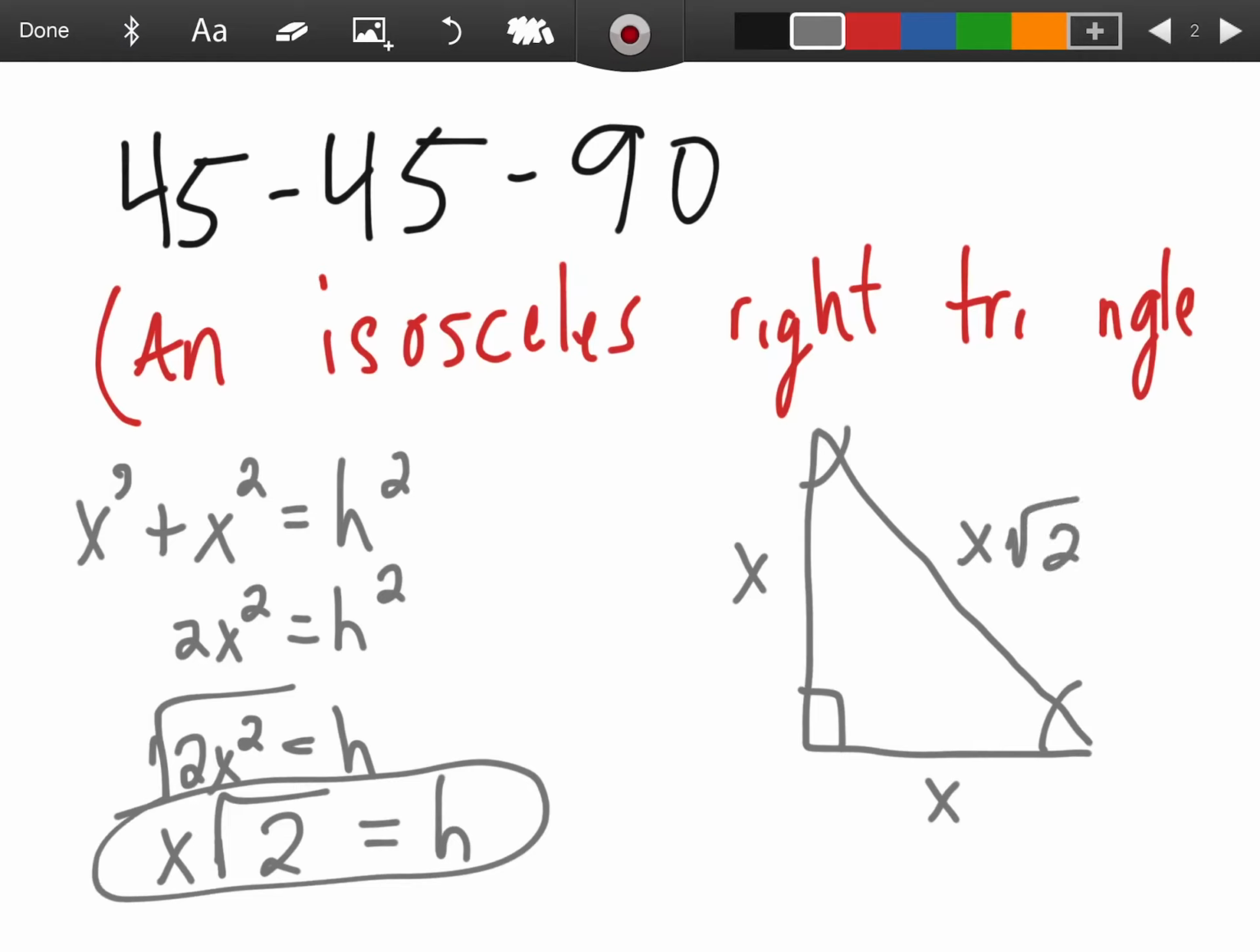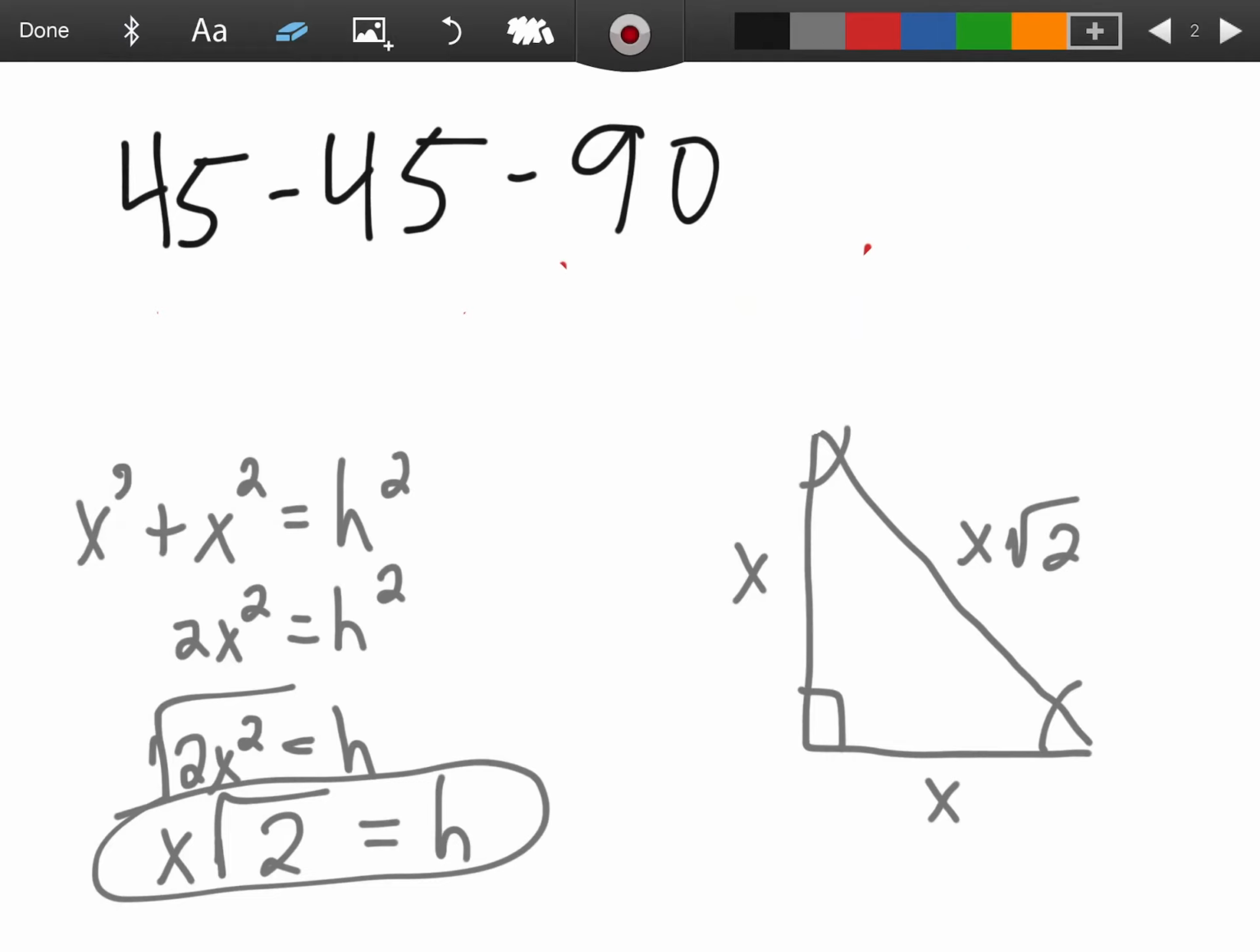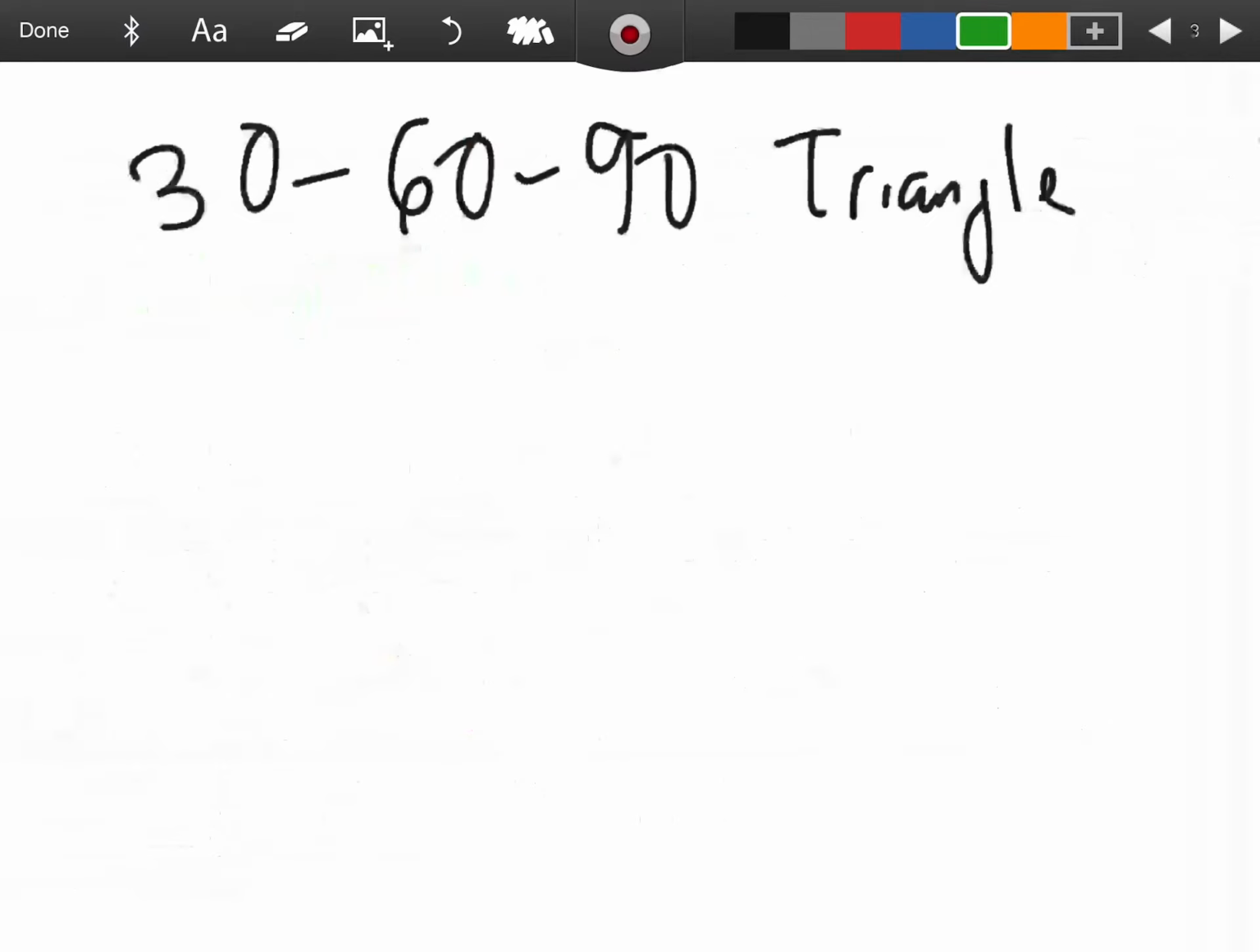And this is always going to be the ratio of the side lengths of a 45, 45, 90 triangle. That will always be true. So what I like to do is, when I'm starting off a problem with a 45, 45, 90 triangle, I write out, here is my ratio, x, x, x root 2. Boom. And then that will help me. We will run through a couple of examples later on.